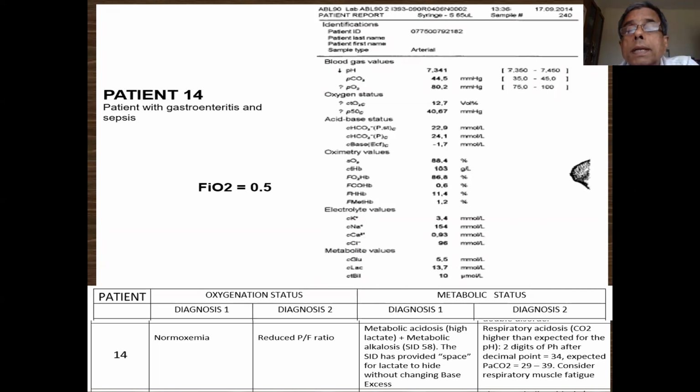And he's also got a respiratory acidosis because the CO2 is higher than what you would expect for the pH, 34. So he may be going into respiratory failure. On top of it, the PF ratio is poor. Maybe he's going into early ARDS. I mean, you can think of anything, but just be aware that the CO2 is higher than you would expect for a pH of 7.34 in a patient with metabolic acidosis.